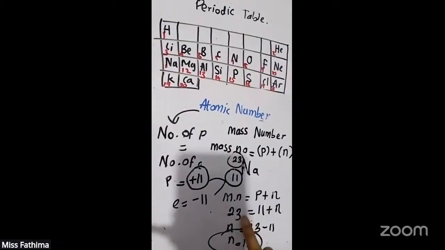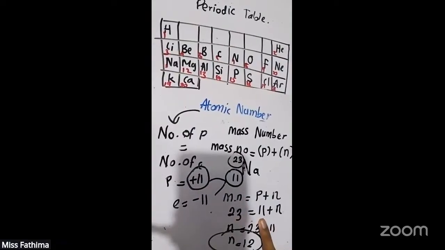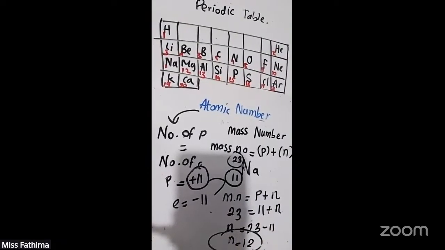Then the mass number says 23. Proton number is 11. You don't know the neutron number. Subtract the values, then get the final answer. Is that clear?